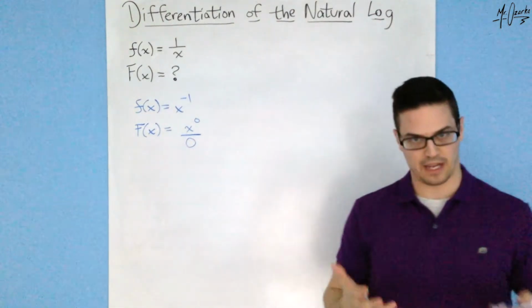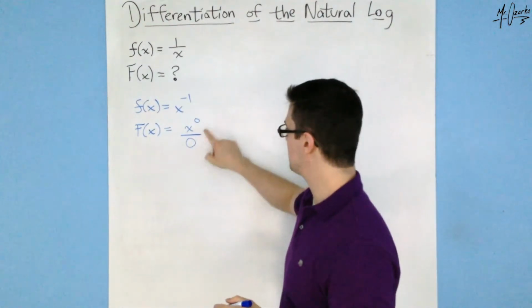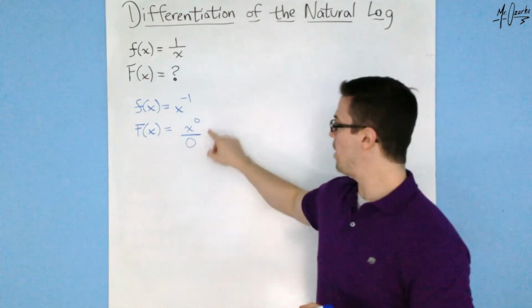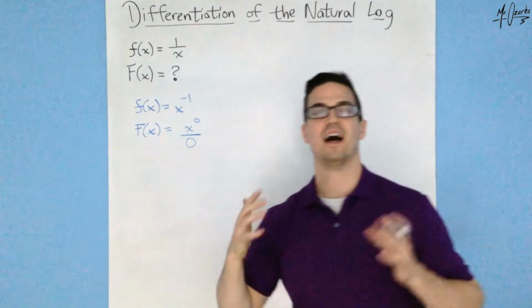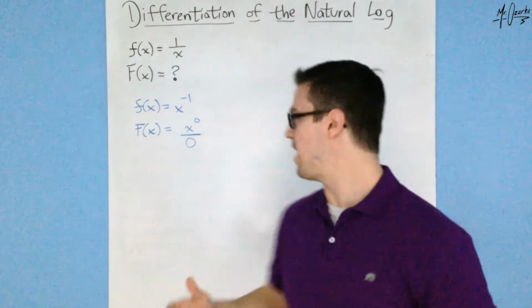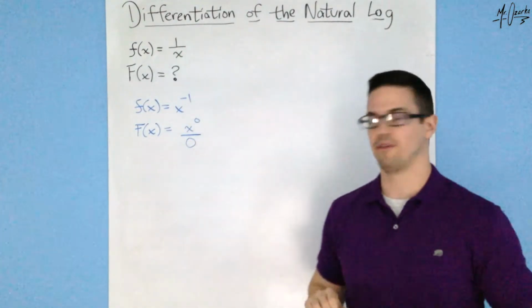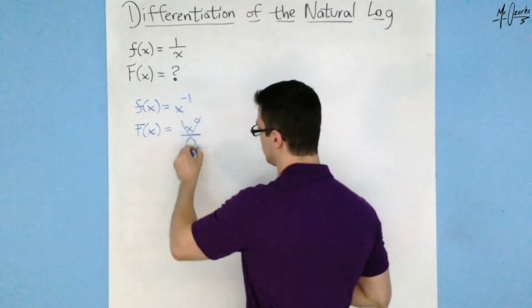But this gives us a kind of a problem here. So it says x to the 0 divided by 0. So this would be 1 over 0, or 0 to the 0 power over 0. Either way, the answer would be undefined. You would not be able to have a function that's divided by 0. So we cannot do this.